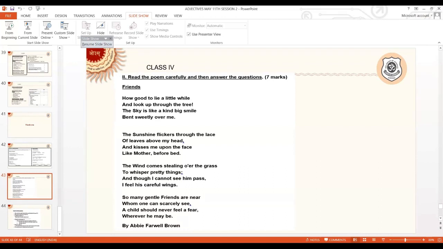So many gentle friends are there, whom one can scarcely see. A child should never feel a fear wherever he may be. By Abby Farwell Brown.